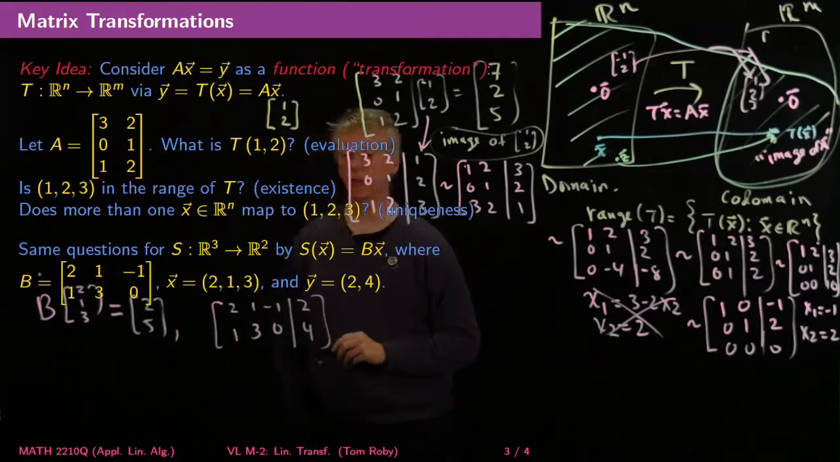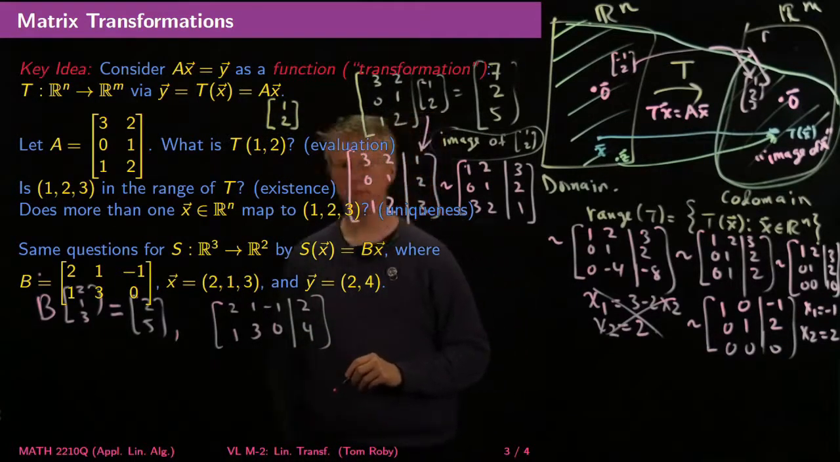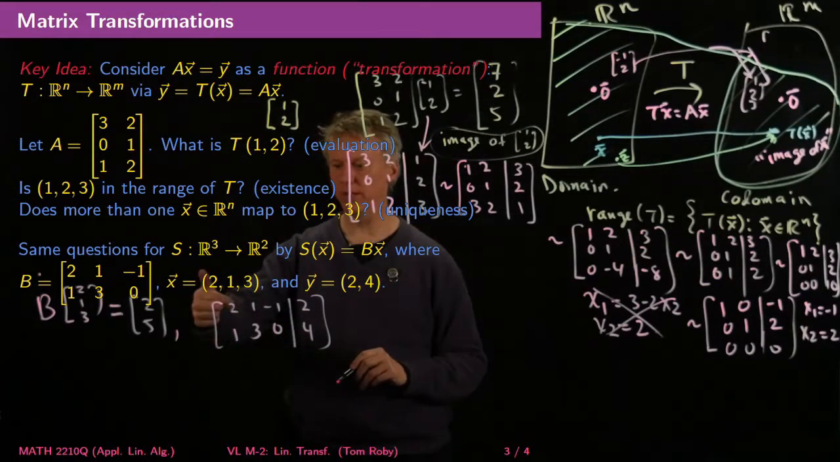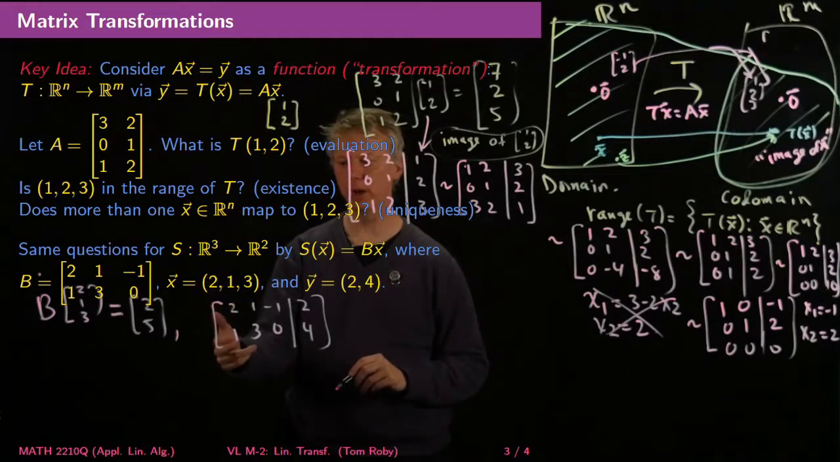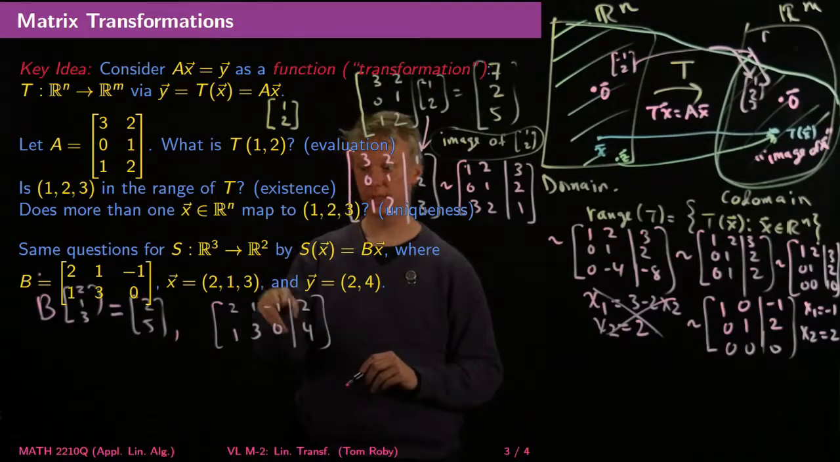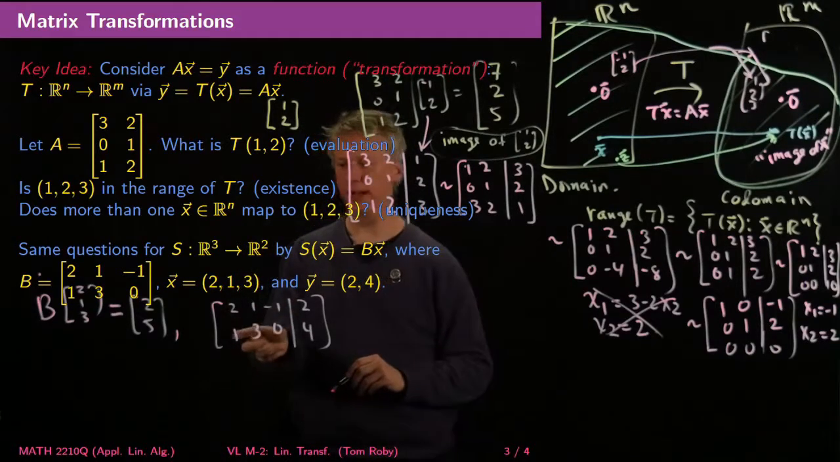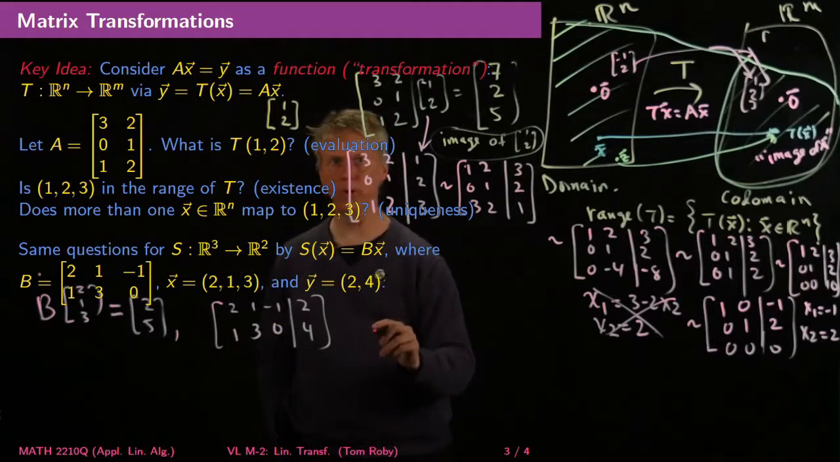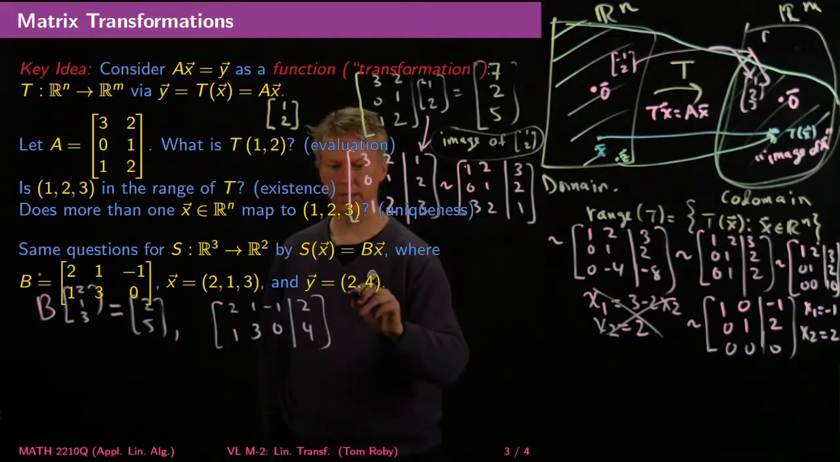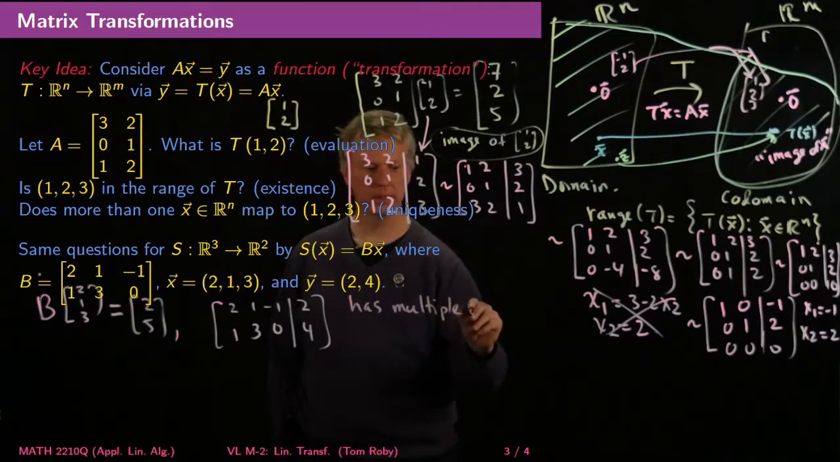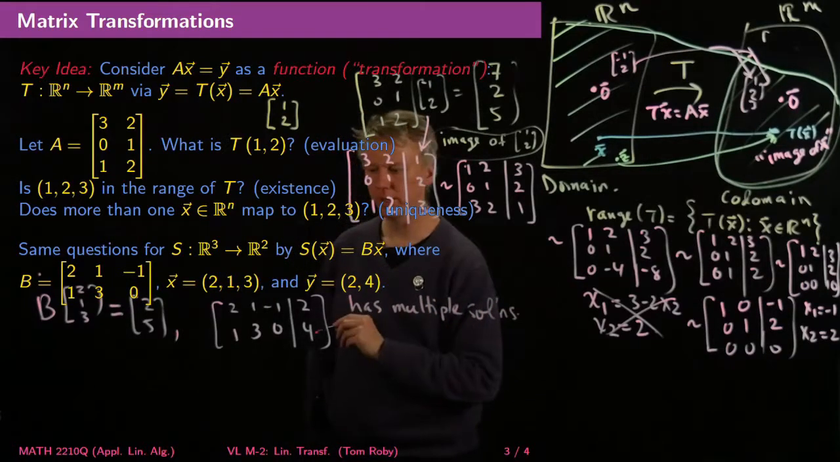And I claim you don't have to go very far to see that you can do this, because this will be solvable for every b. If you row reduce this matrix, you'll see that you have a pivot in each row. And that means that you don't have any rows of zeros that could be equal to a constant, and you'll have at least one free variable, so that means it always has a solution. So in fact, in this situation, there'll always be multiple solutions, right? So this has multiple solutions, which we can see just from doing it.